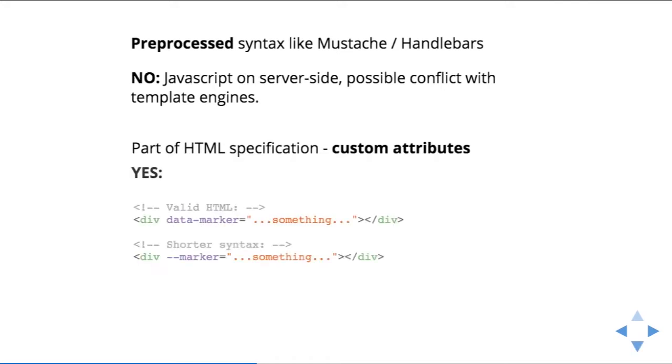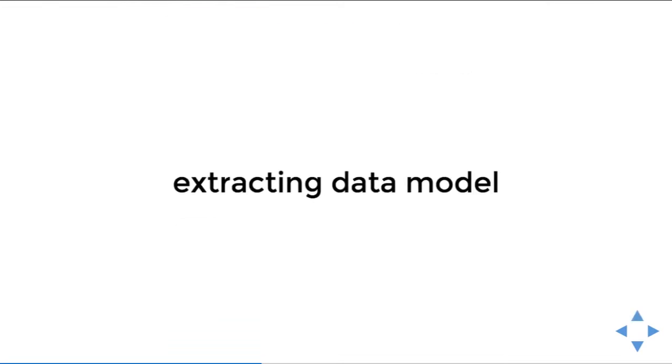Custom attributes. And yes, we can use them. So I chose to create some kind of custom marker, a custom attribute that I put something inside of. And in a shorter syntax, I will use a double dash, just for shortness. So that's the syntax. We know that we should use custom attributes.